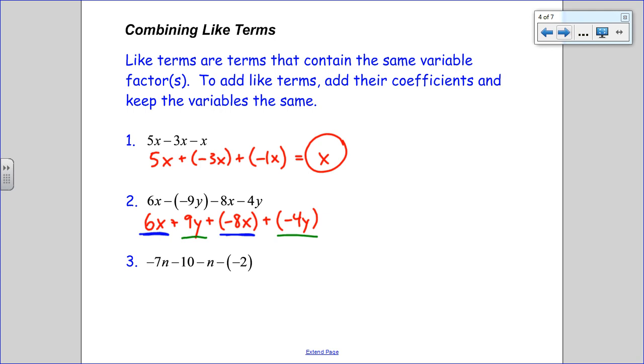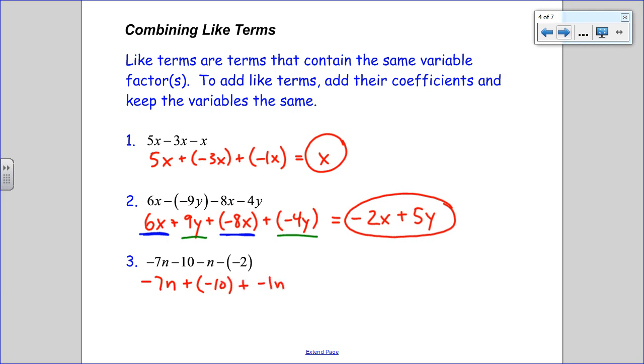So first adding the terms containing the variable x, we have 6x plus negative 8x, a total of negative 2x. For the y's, we have 9y plus negative 4y, which is a total of 5y. So our answer is negative 2x plus 5y. Our third example contains some variable terms and some constant terms. First, let's rewrite the problem using addition. Negative 7n plus negative 10 plus negative 1n plus 2.